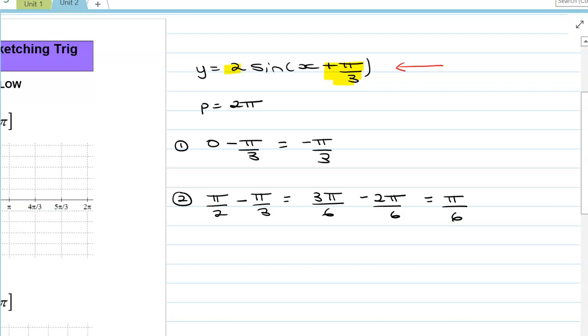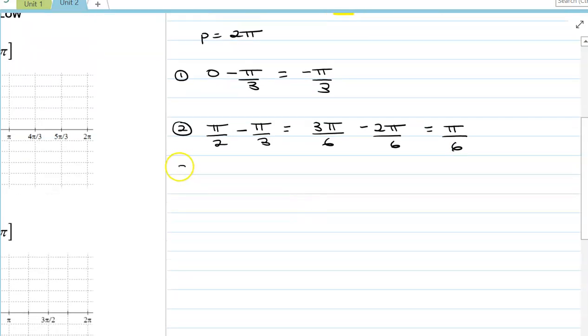So then the third key feature of my graph is pi. So we want to take away the pi upon 3 from that. And again, it's the same situation. You've got to get the denominators the same. So pi becomes 3 pi upon 3. Take away 1 pi upon 3 is 2 pi upon 3. So that's the third key feature.